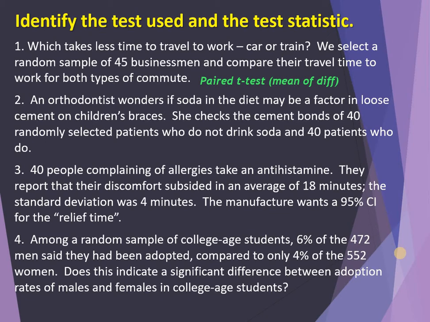So for number 2, she checks the cement bonds, who do not. This one I can really argue in either direction, because what would you think the data would look like with this? Proportion? Kind of like each person would be yes or no? Okay. If you were doing proportion, what kind of a test would you do? 2-sample z-test. If you did a test, would you pool or not pool? One of them you pool, one of them you don't.